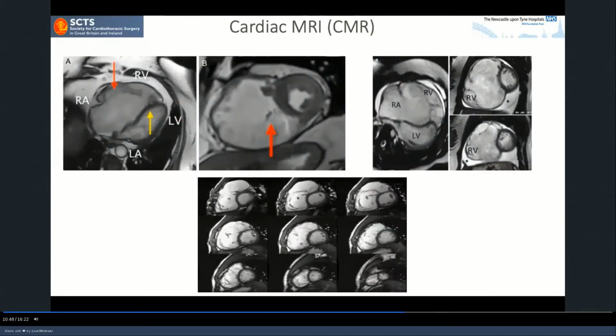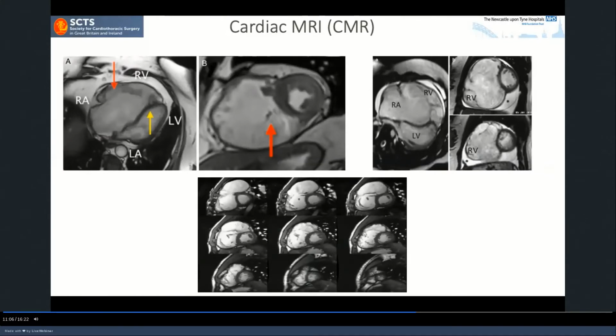Cardiac MRI is also quite useful, not only for functional assessment, but also to see the movements of the valves and the degree of regurgitation. Here we can see in this red arrow the anterior leaflet, and in the yellow arrow the septal leaflet, and the degree of lack of coaptation causing the regurgitation.